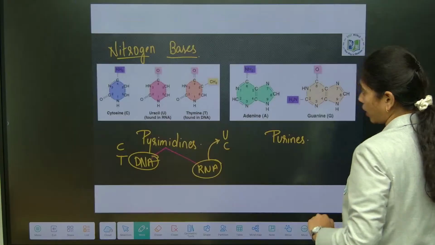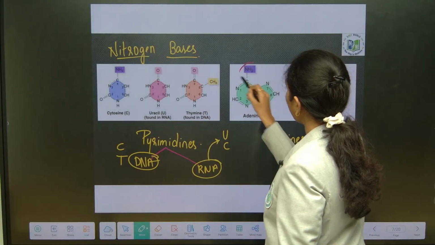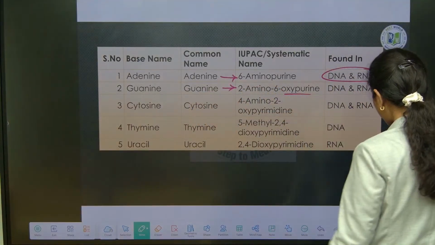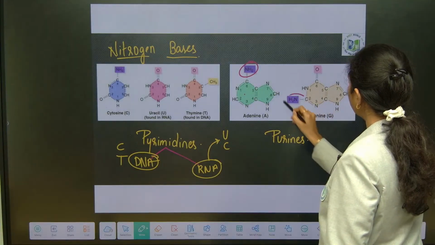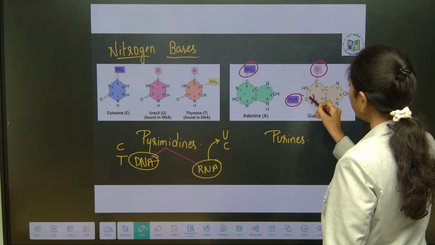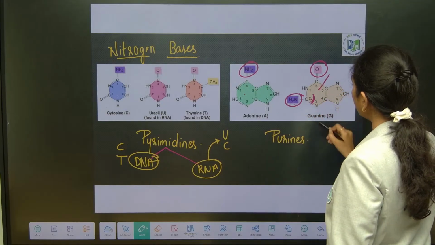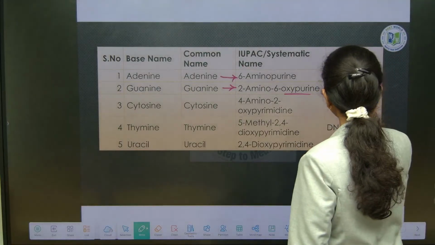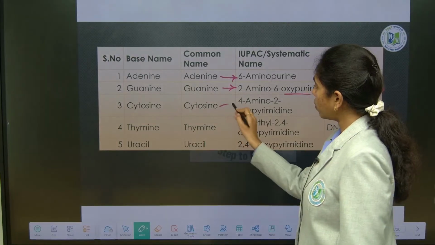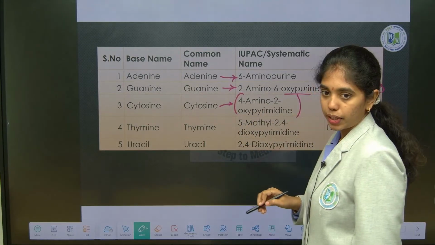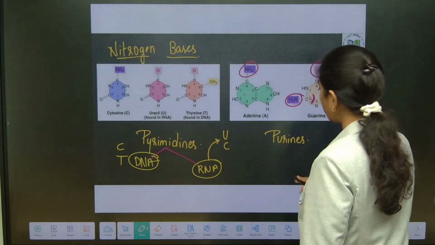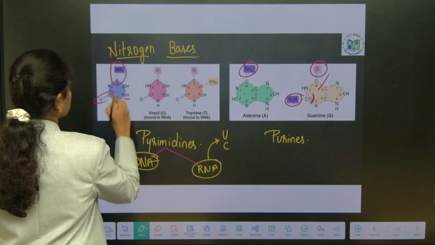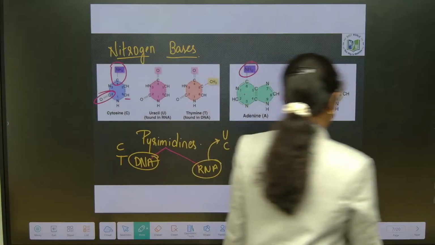Adenine, 6-aminopurine, right? Guanine, 2-amino-6-oxypurine. See, here it is 2, at second carbon, amino, 6-oxypurine. Now, pyrimidine synonyms we will see. These are also present both in DNA and RNA. Cytosine, 4-amino-2-oxypyrimidine. Here you see cytosine, 4-amino-6-oxypyrimidine.